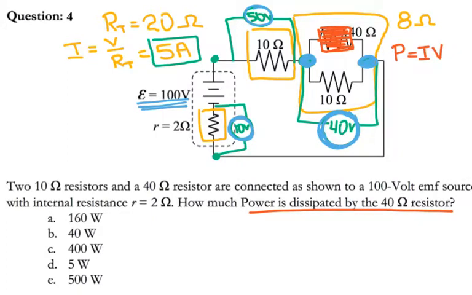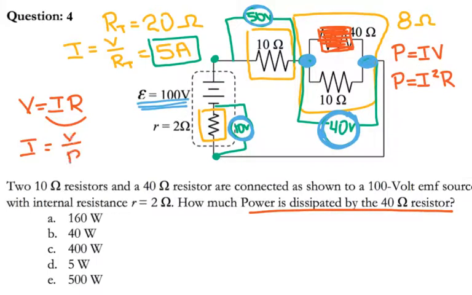I could calculate it, but I can also convert this formula. If you replace V with IR, then you get the power is equal to I squared R. Or you could say I is equal to V divided by R. Then the power formula can also be V squared over R.